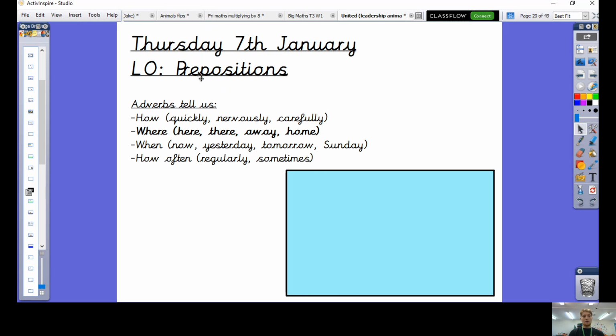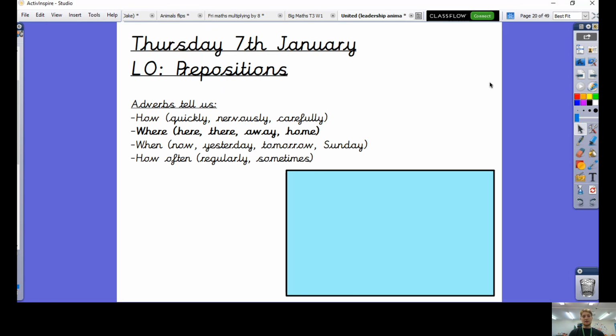So today we are going to be learning about prepositions. Prepositions are a type of adverb and they tell us where something is. So can you see here quickly, where, in brackets: here, there, away, and home. These are just a few examples straight off the bat that will give you a slight idea of what we're going to be looking at today.